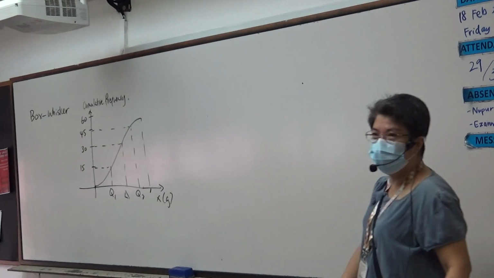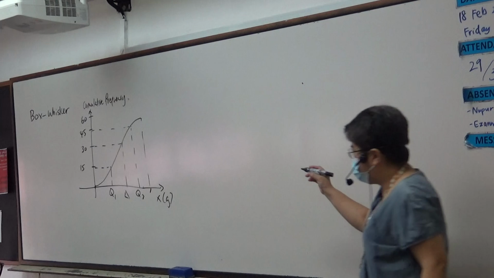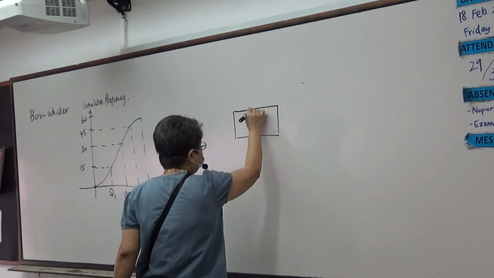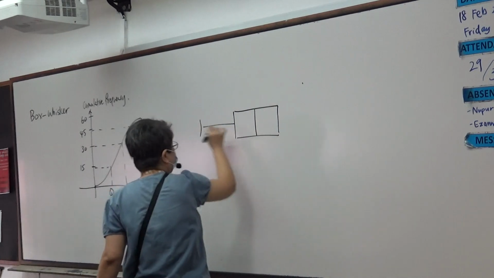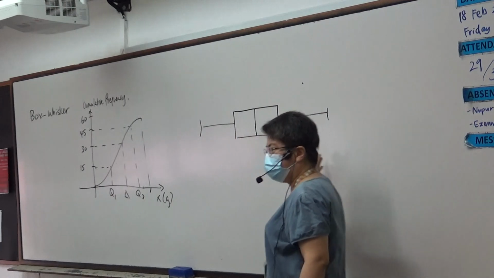Now there is another way for us to show the information. That is called the Box and Whiskers Diagram. Can I have everyone sit up properly and look at the board. Now, a Box and Whiskers Diagram looks like that. This is the box. These two are the whiskers.